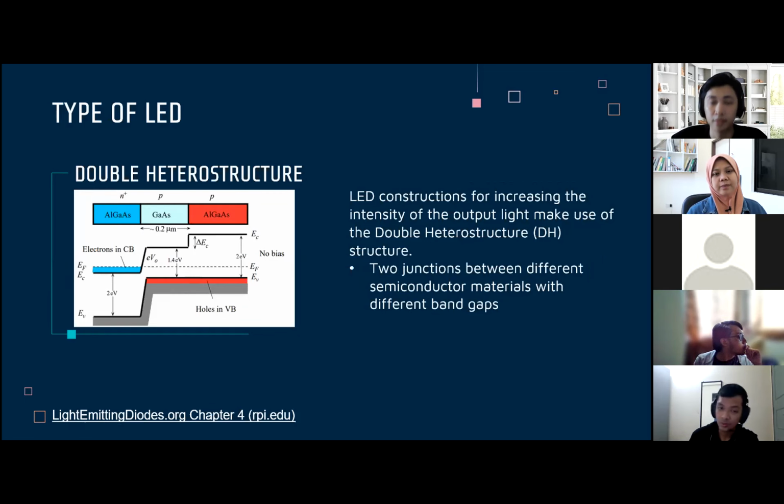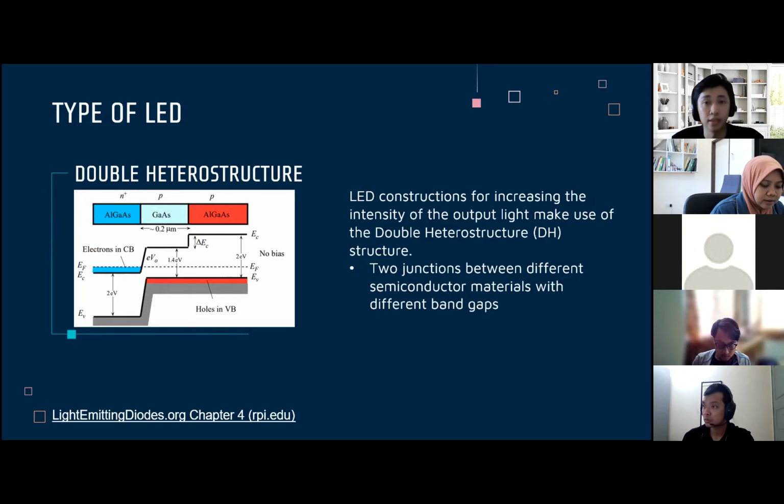Okay, this is under heterostructure, but called double heterostructure LED construction, to increase the intensity of the output light. It places a different semiconductor between two junctions that have a different band gap. I think smaller band gap.